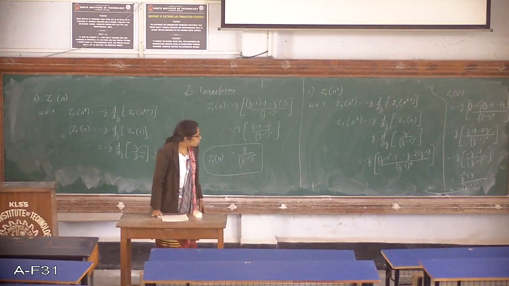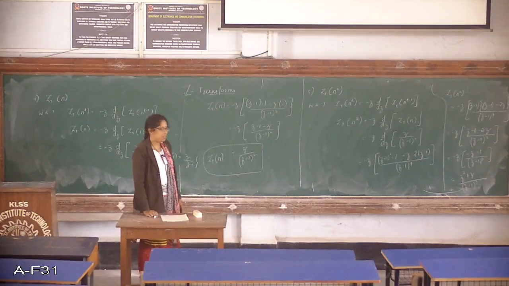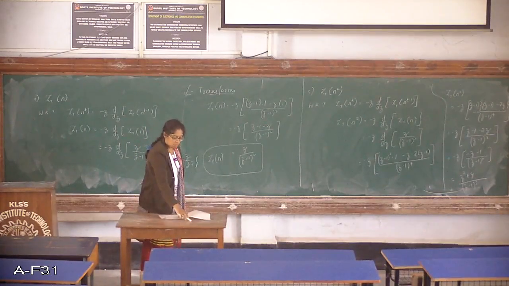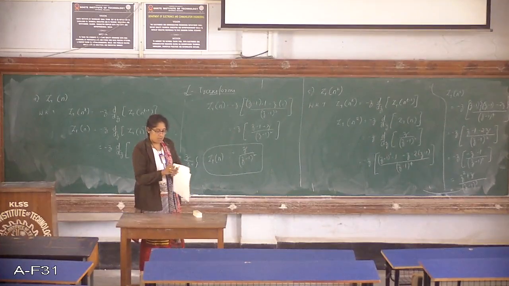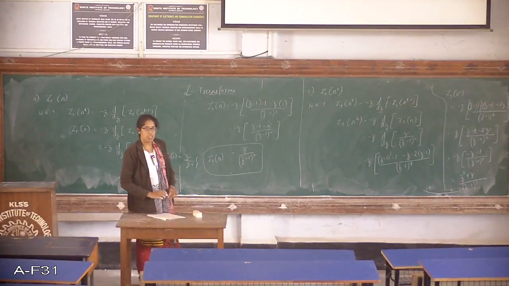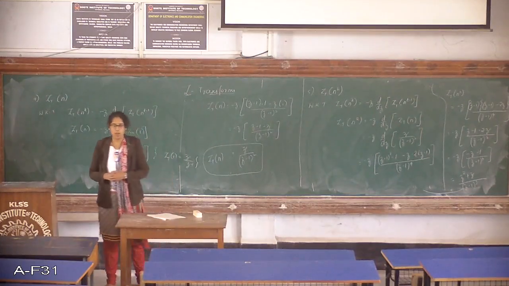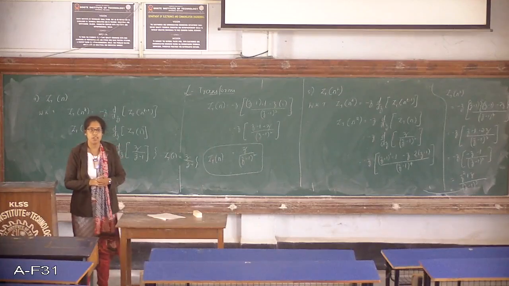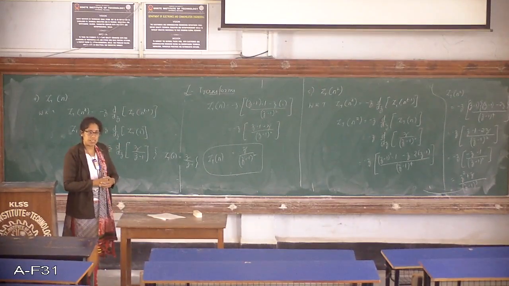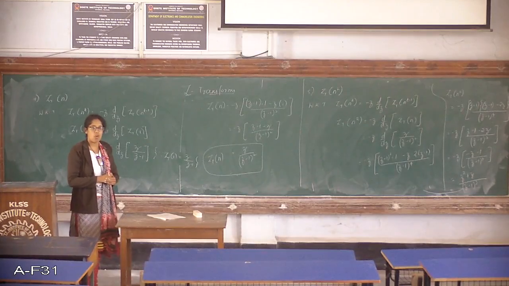In a similar fashion, you can find out the Z transform of n cube, n raised to 4, etc. Now, let us talk about one of the important properties of the Z transforms. As we had already discussed about the Laplace transforms, the properties which hold good for the Laplace transforms usually hold good for the Z transforms also, in terms of discrete valued integers.